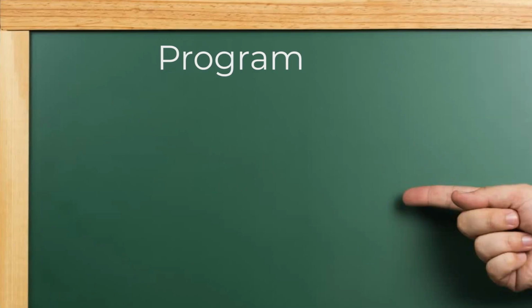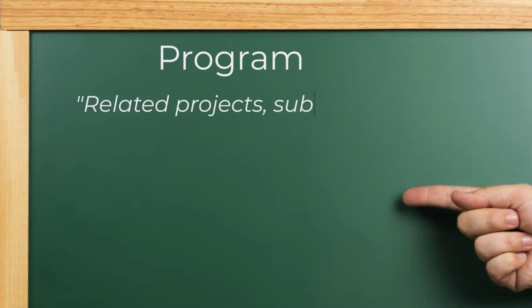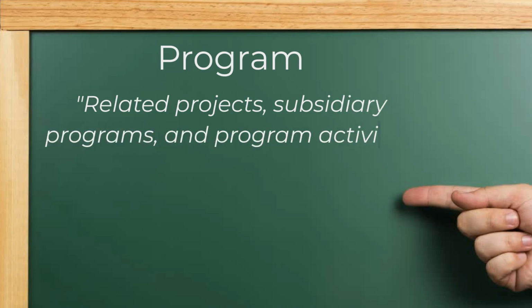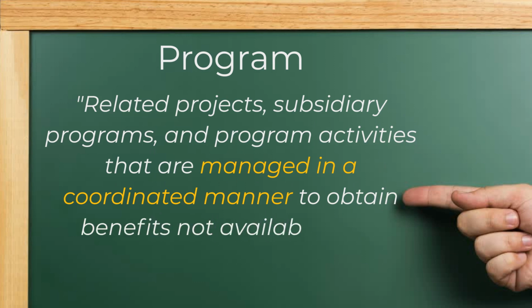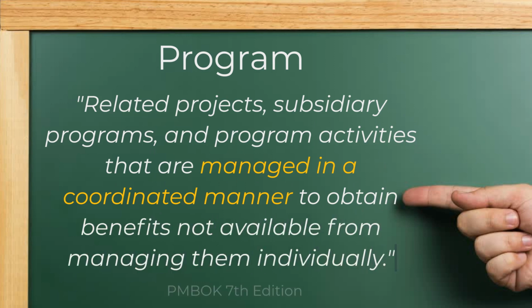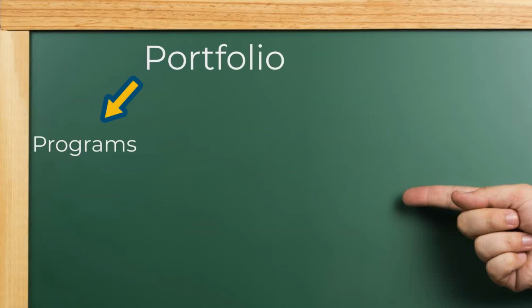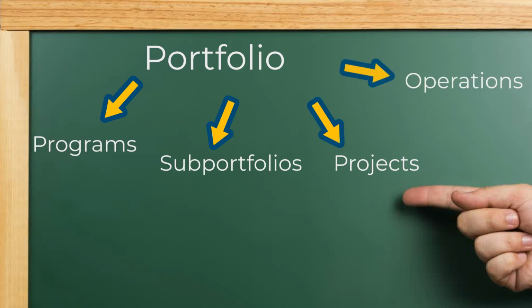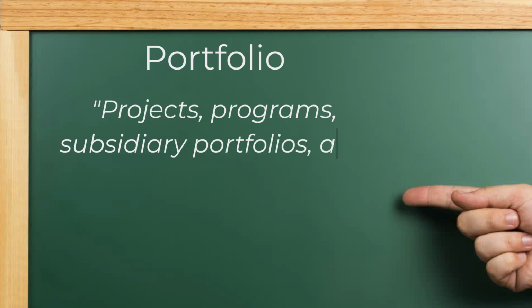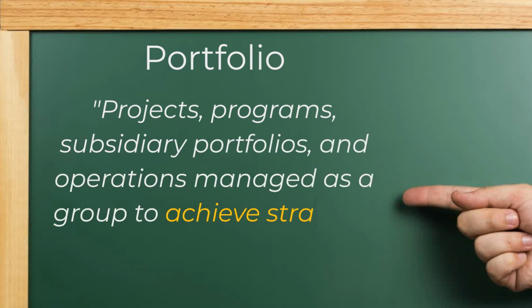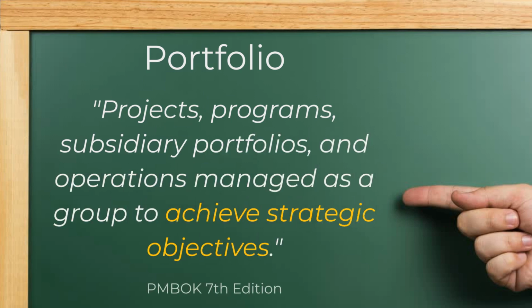That's why the definition of a program according to PMBOK 7th edition is related projects, subsidiary programs, and program activities that are managed in a coordinated manner to obtain benefits not available from managing them individually. The same goes for a portfolio, which can be comprised of programs, subportfolios, independent projects that are not part of a program, and even operations. And the definition in PMBOK is projects, programs, subsidiary portfolios, and operations managed as a group to achieve strategic objectives.